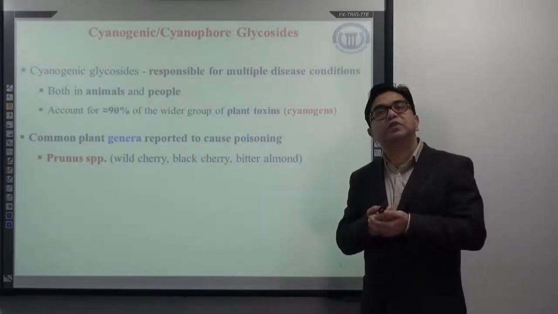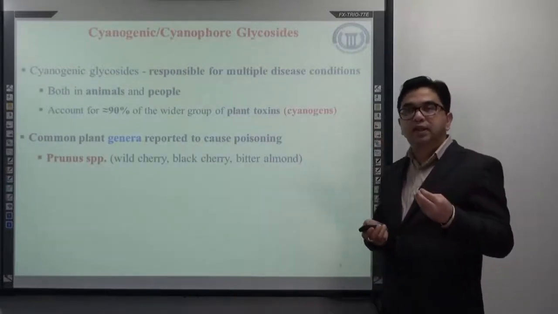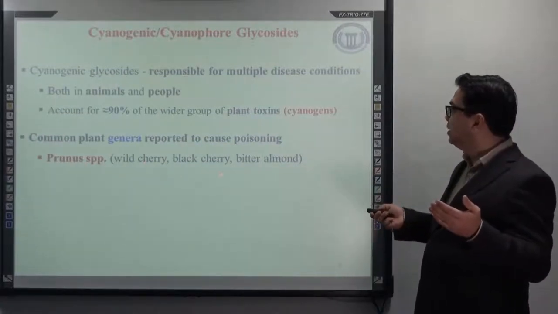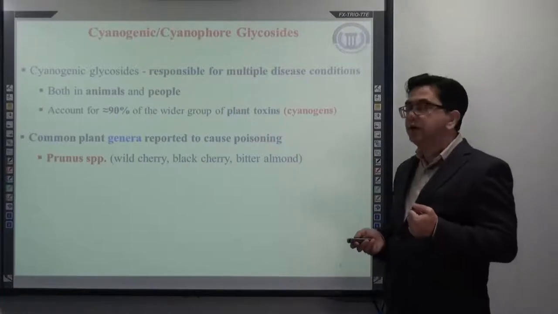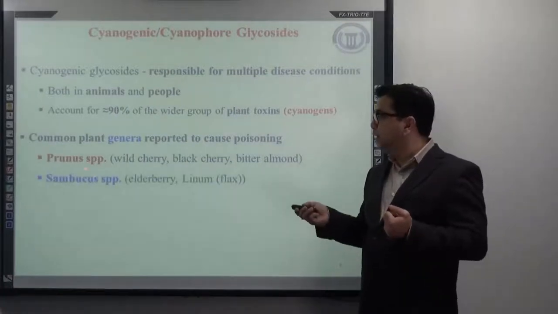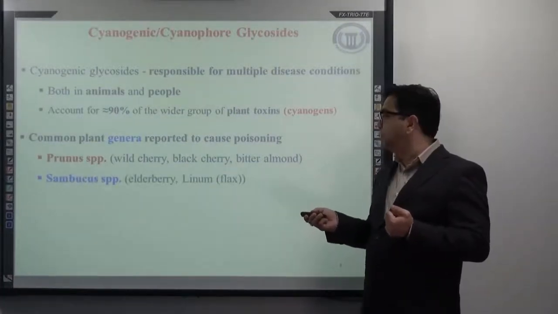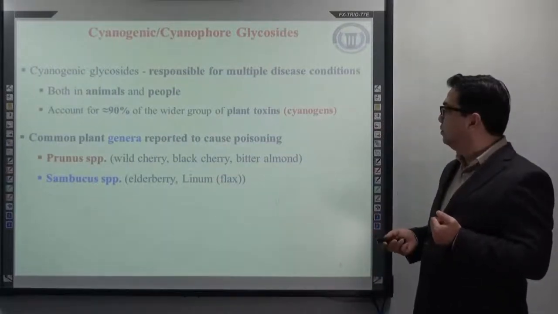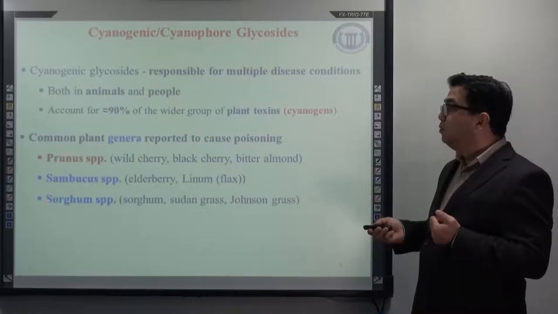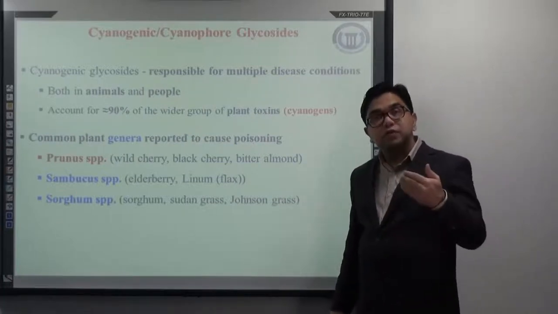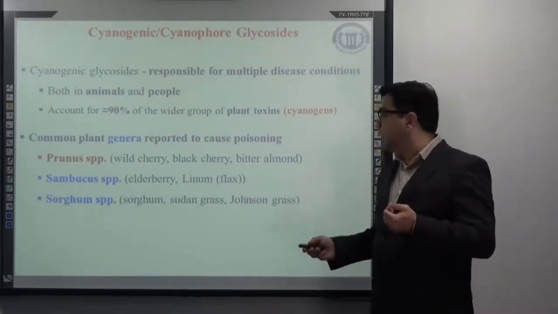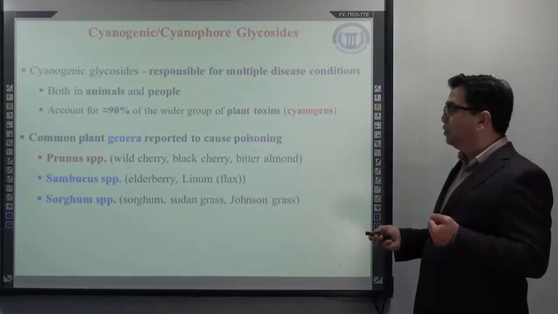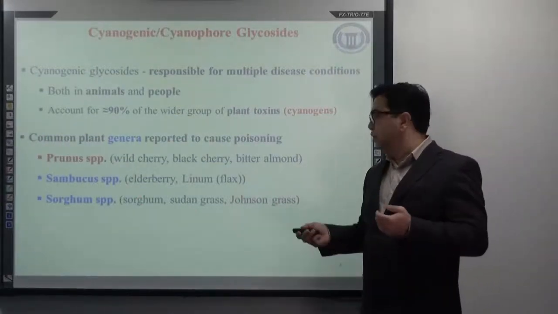The examples of plant species that come under the genus Prunus are wild cherry, black cherry, and bitter almond. Another important genus is Sambucus. One example of Sambucus species is linen. Sorghum, which is heavily used especially in this country, along with Sudan grass and Johnson grass, all come under the genus Sorghum.